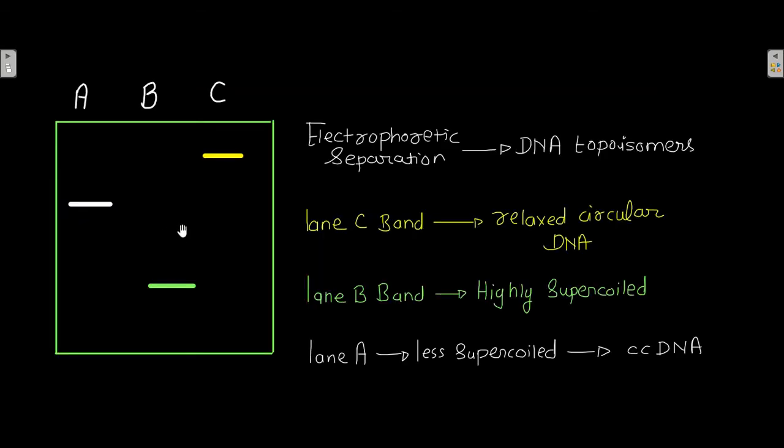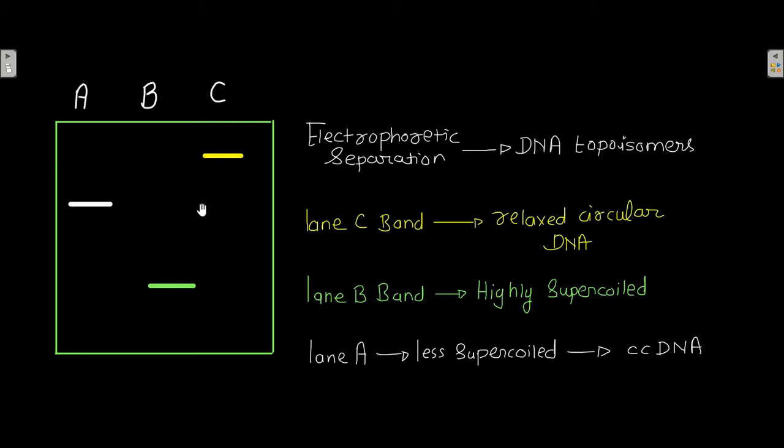So this diagram represents the electrophoretic separation of DNA topoisomers. All of them are topoisomers, which means their length and mass are the same, but there is a difference in the extent of supercoiling. For example, in lane C, this band is relaxed circular DNA. The supercoiling is not that compact. It is in the relaxed state, and that is the reason why it is migrating so slowly.